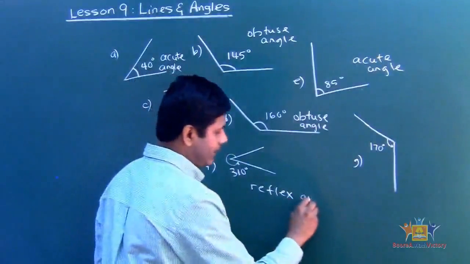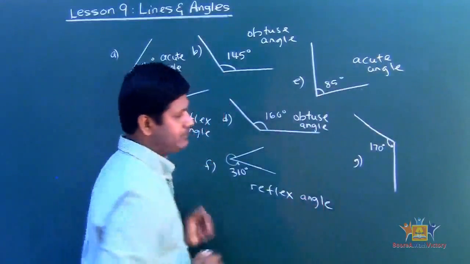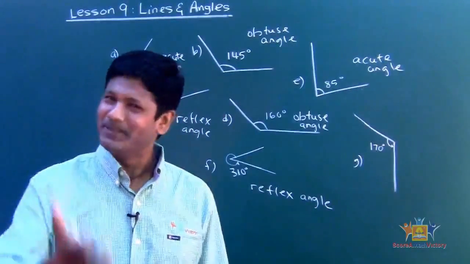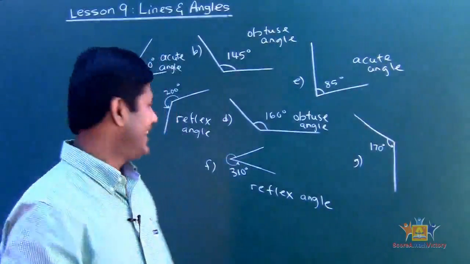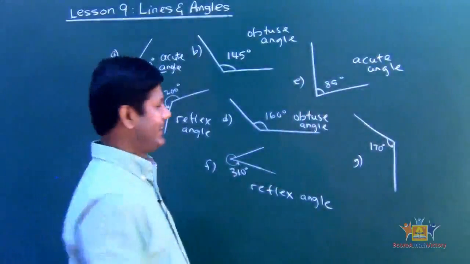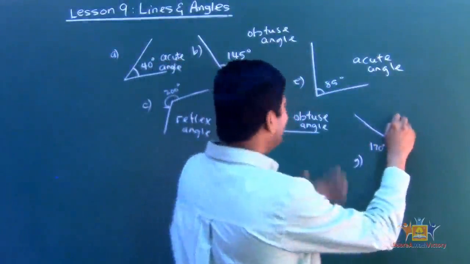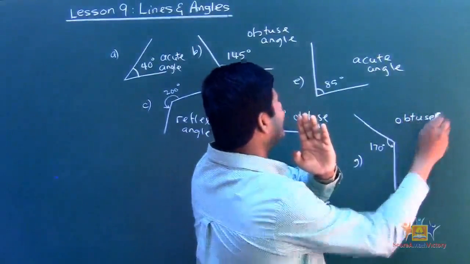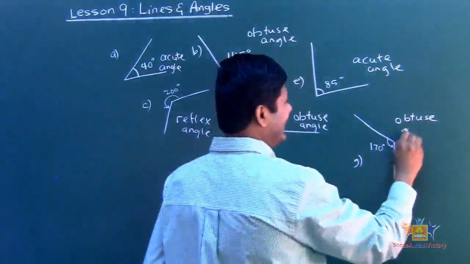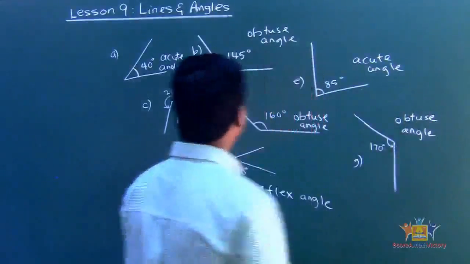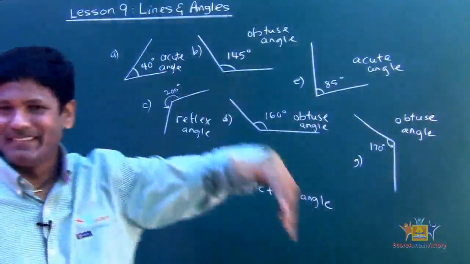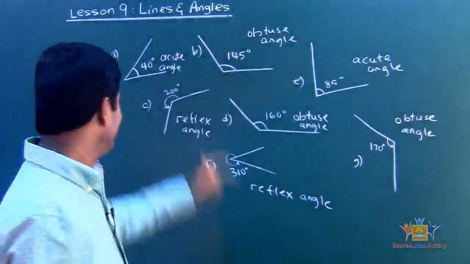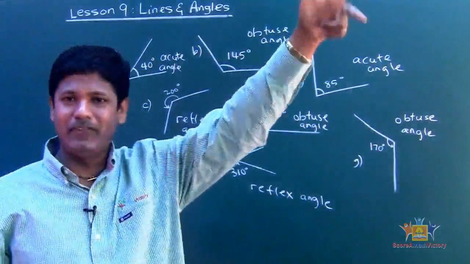Reflex angle. And you tell me G. What kind of angle is that? Good job, I'm so proud of you. Well done. That is the obtuse angle. How do we spell that? Good job. You did it. Isn't that amazing? You already know the terms: acute angle, obtuse angle, reflex angle.